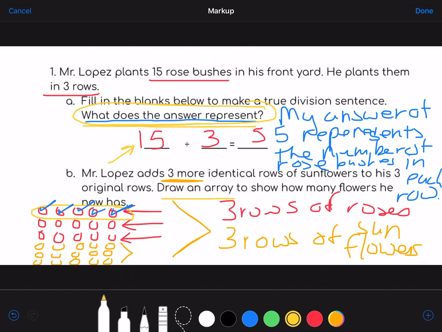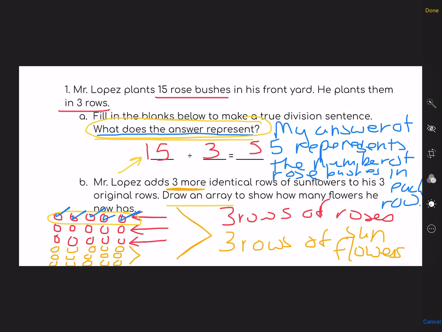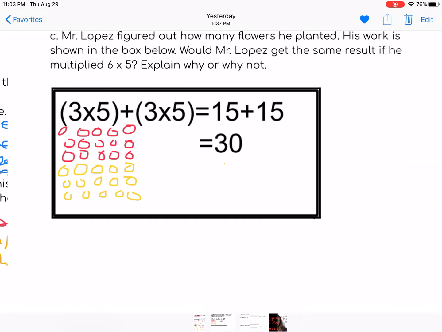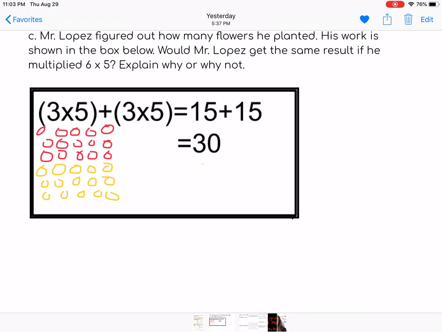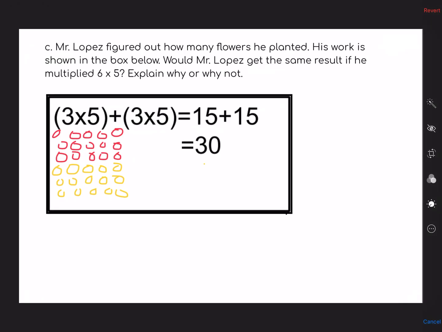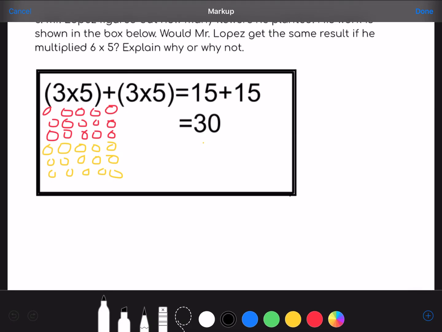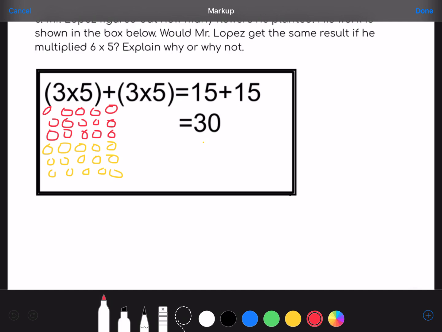All right, let's go to the next page. Here it says, Mr. Lopez figured out how many flowers he planted. His work is shown in the box below. Would Mr. Lopez get the same result if he multiplied 6 times 5? Explain why or why not. So this one I think is a little rough because it tells you to explain why or why not, but it really wants you to do it a specific way. So let's look through it.